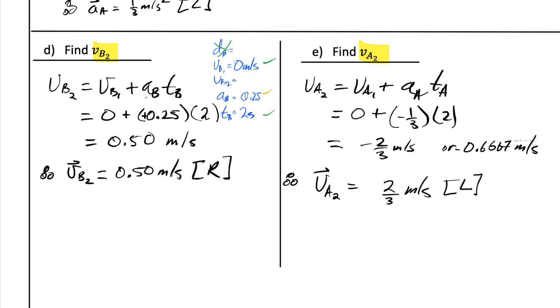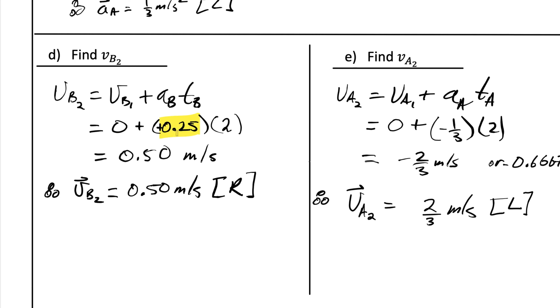VB2 is equal to VB1 plus ABTB. And we use the same formula for student A because we have the same type of information. So substituting in, positive 0.25 times 2 is 0.5 meters per second. Therefore, VB2 is 0.5000 meters per second to the right.